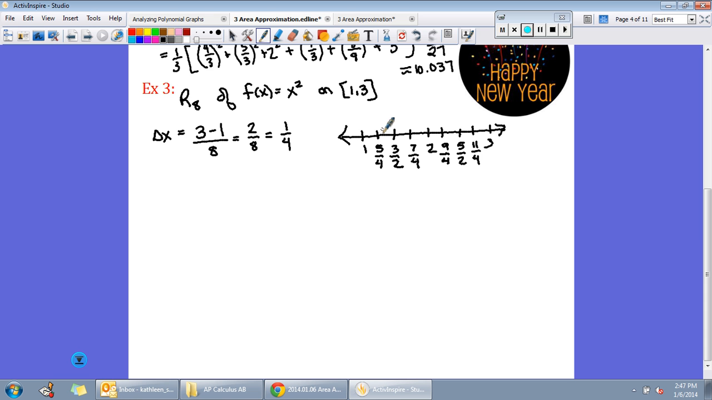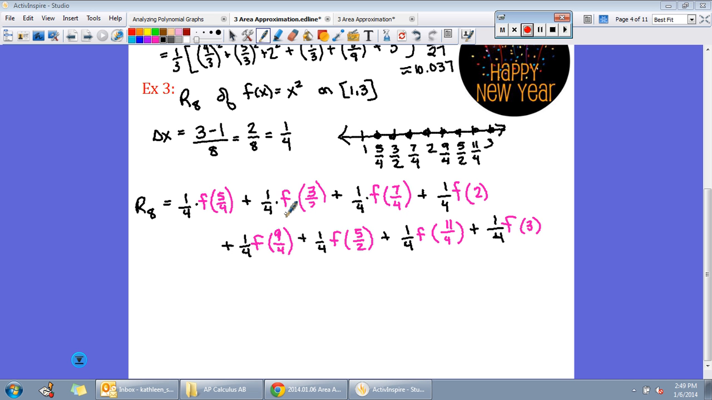So using our right endpoints, we're going to have these 8 x values. R8 should be equal to 8 rectangles with areas with width 1/4 and f of those x values. So we get 1/4 times f of 5/4 plus 1/4 times f of 3/2 plus 1/4 times f of 7/4 plus 1/4 times f of 2, etc. So we have 8 rectangles.